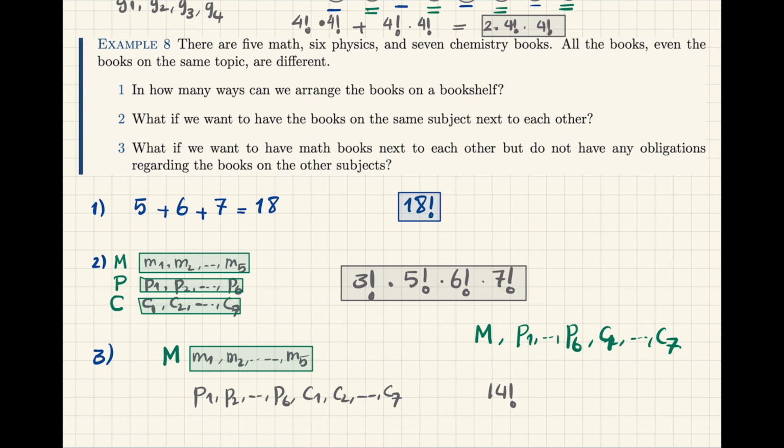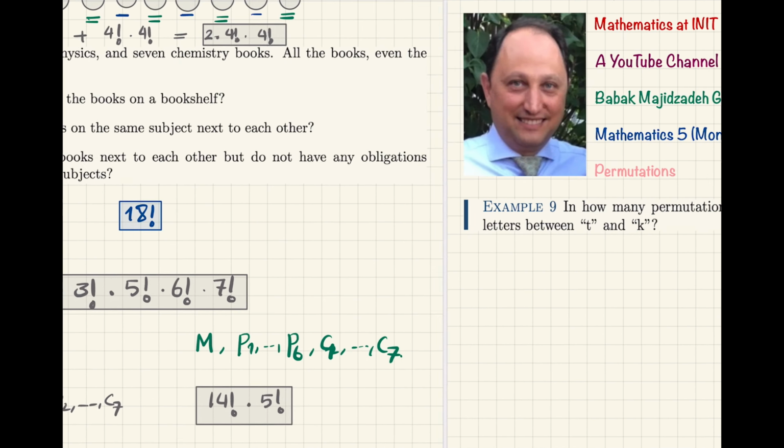Okay, 14 factorial gives me all possible ways of arranging these objects. But the items within this box can also be arranged in 5 factorial ways, yes? So I multiply it by 5 factorial. So that would be the answer to this part of the problem. Okay, now let us go to the next problem.